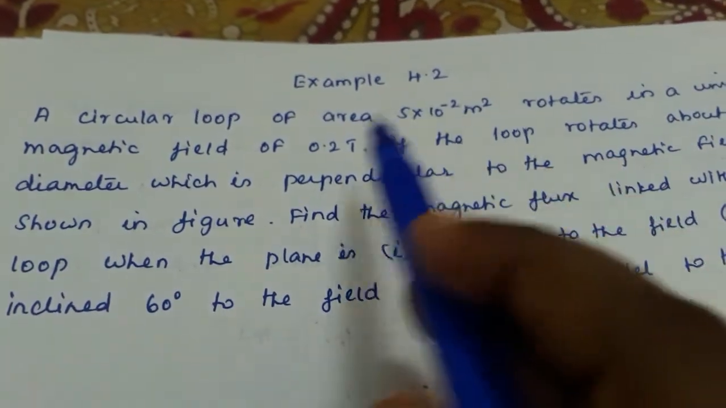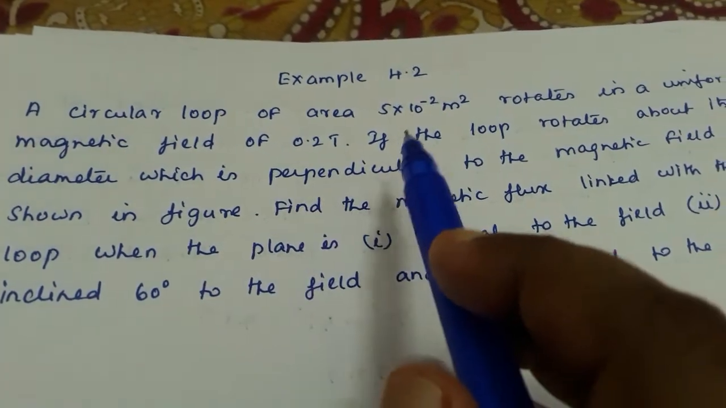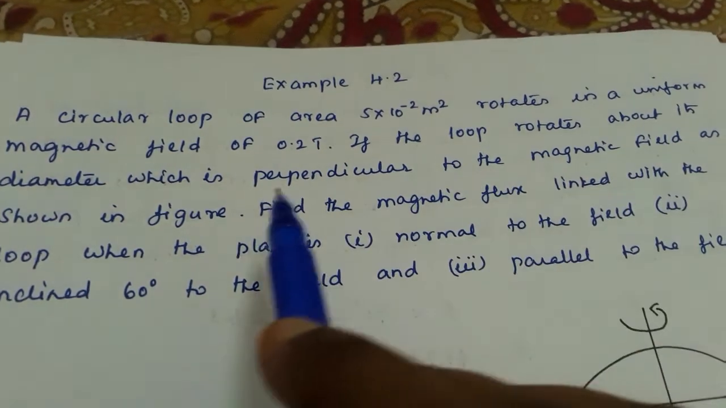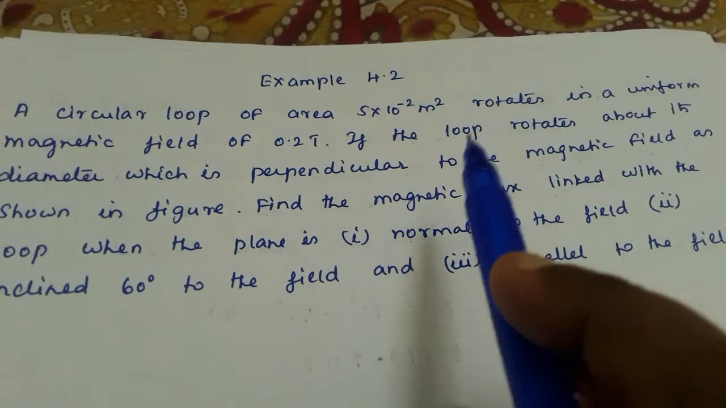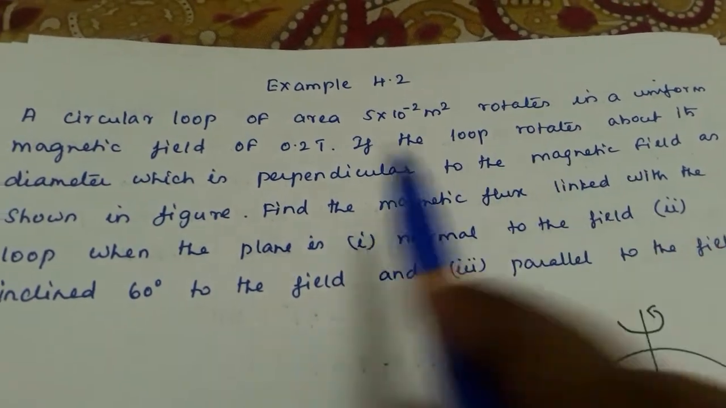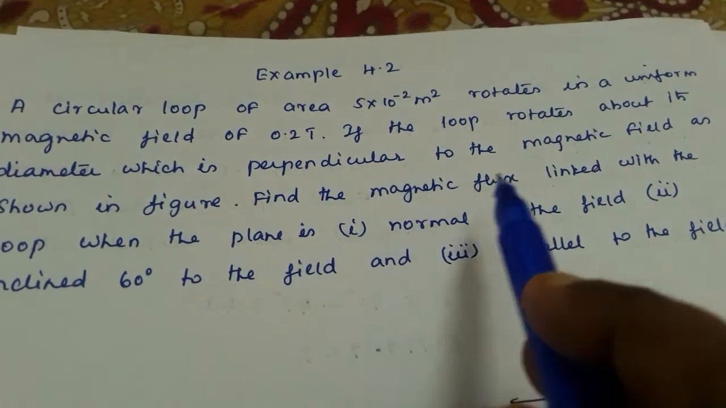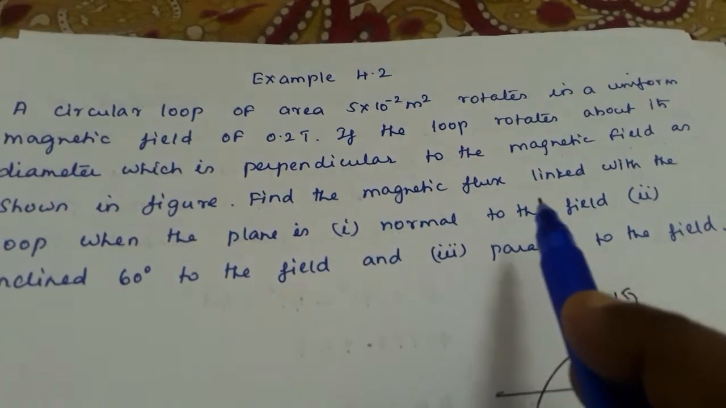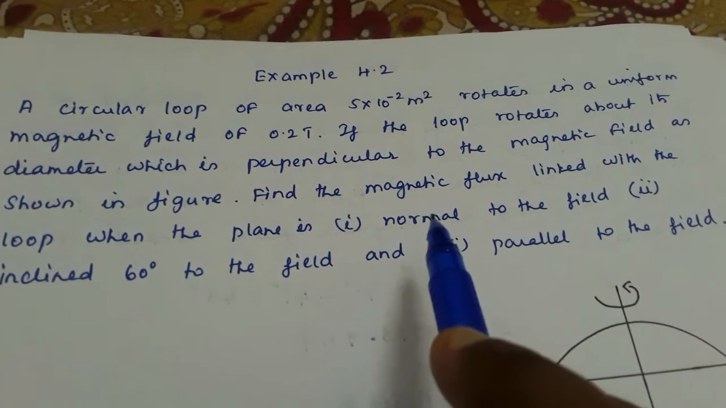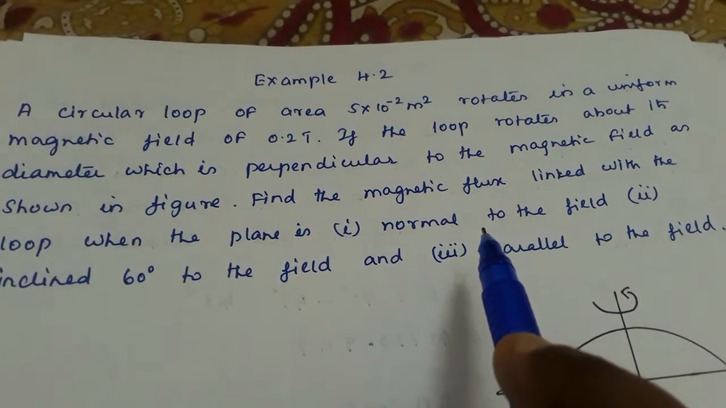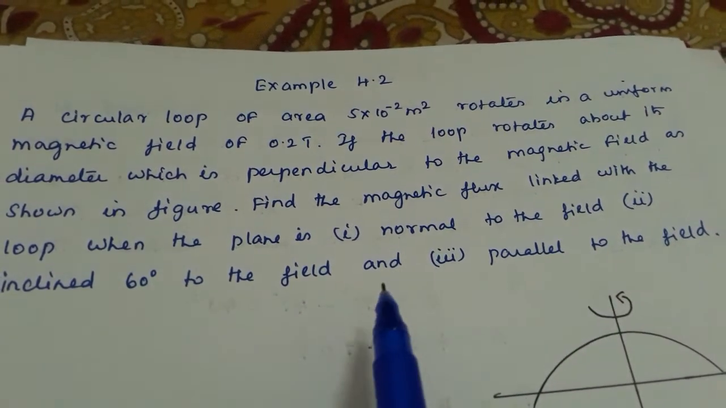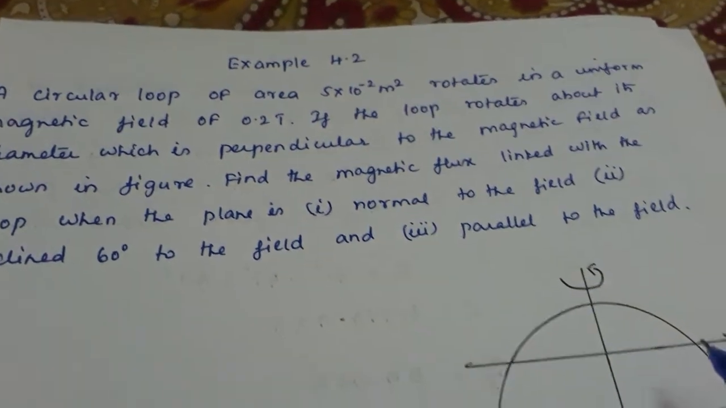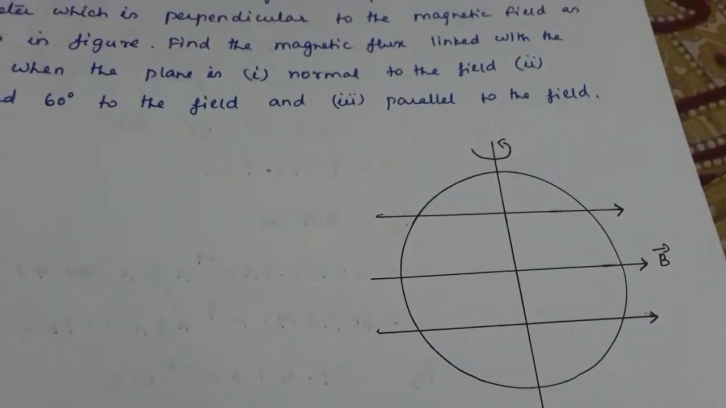Example 4.2. A circular loop of area 5 into 10 raised to minus 2 meters square rotates in a uniform magnetic field of 0.2 Tesla. If the loop rotates about its diameter, which is perpendicular to the magnetic field as shown in the figure, find the magnetic flux linked with the loop when the plane is, first one, normal to the field, second, inclined 60 degree to the field, and third one, parallel to the field. Now this is the diagram given here.